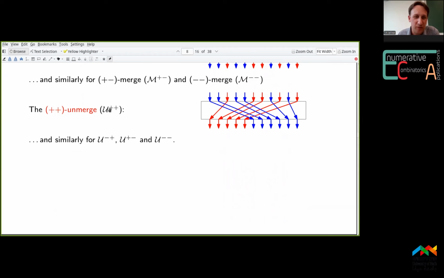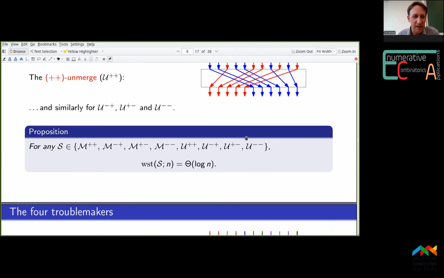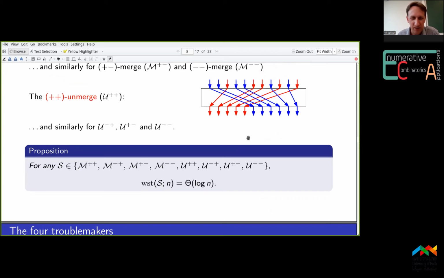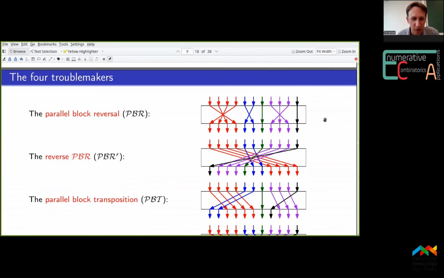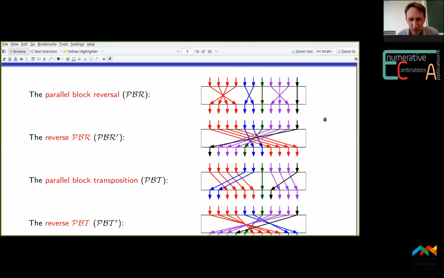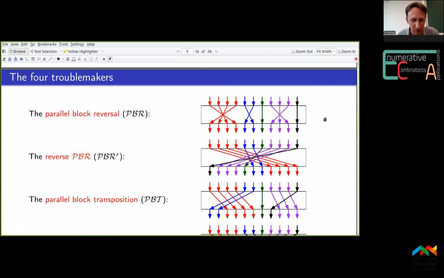So likewise, I have four different unmerge classes. And for all these 8 merge and unmerge classes, the worst case sorting time is logarithmic. And then there are 4 classes which I will call troublemakers here, because I don't know what their asymptotic worst case sorting time is. The first troublemaker is the class of parallel block reversals that I have already mentioned.